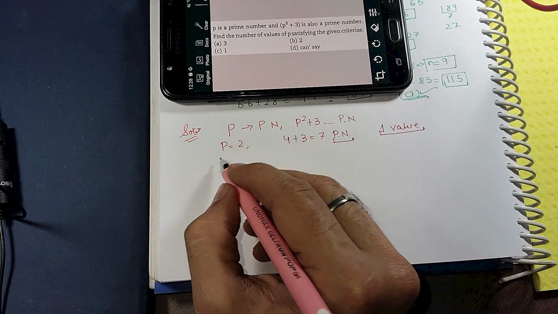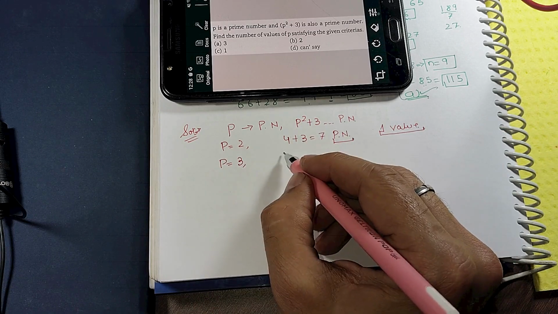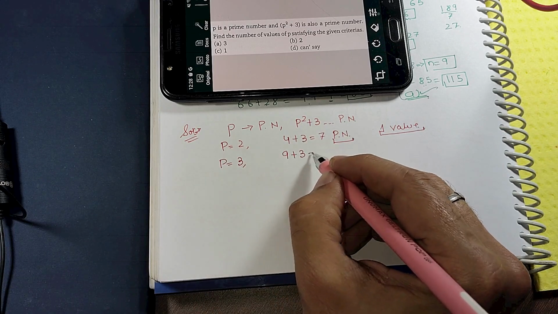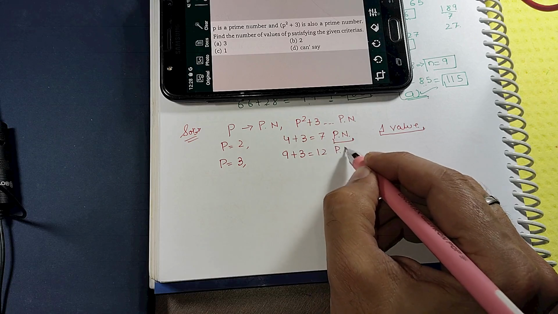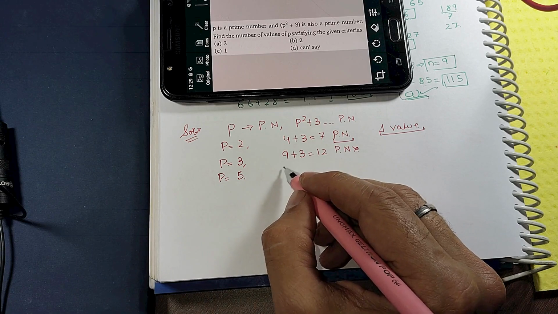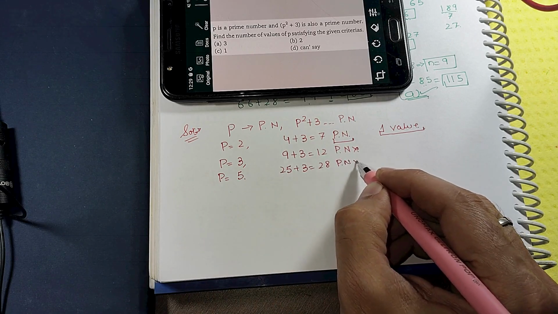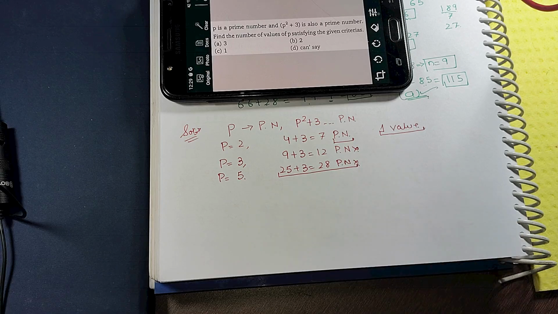Now if I take the next prime number p equal to 3, so that will be 3 square, 9 plus 3, which is equal to 12, which is not a prime number. Now if I take the next prime number p equal to 5, so that will be 25 plus 3 equal to 28. So this is also not a prime number. Now to check for further prime numbers, we will move into some generality.